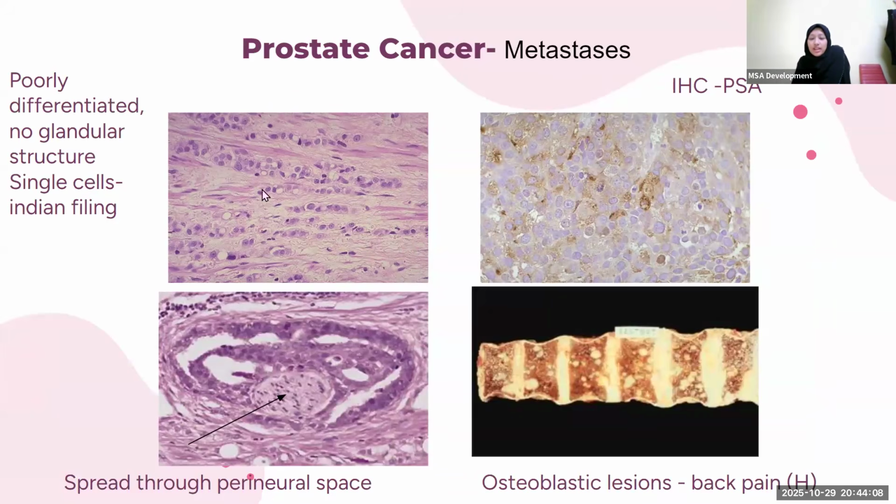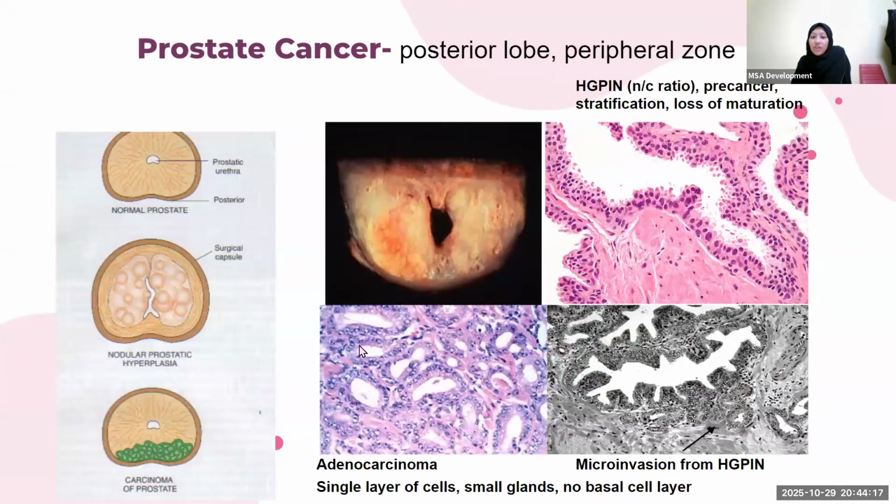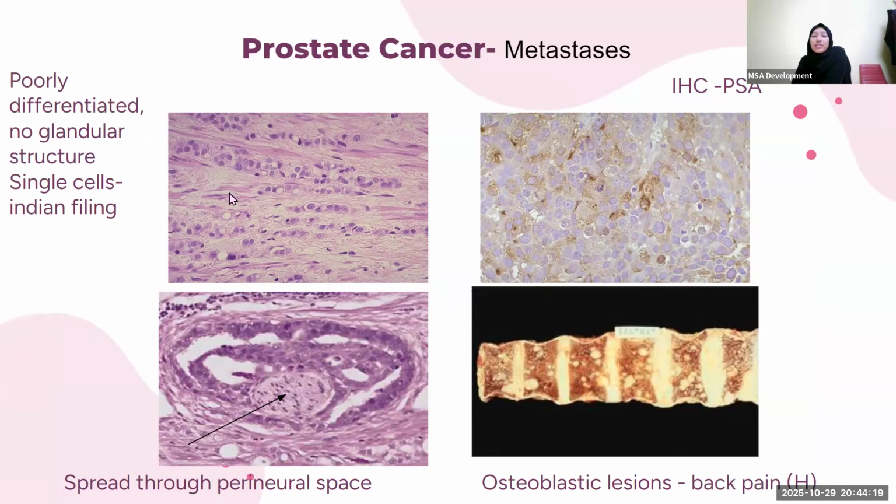Firstly, let's start with the prostate itself. This is very poorly differentiated because there is no gland anymore, like this one. There is no more gland at all. So it's very severe cancer, no glandular structures. And when you see the cells becoming single, that's actually really bad. We call it Indian filing, or single cells lining with no glands. That is the most severe form of prostate cancer.